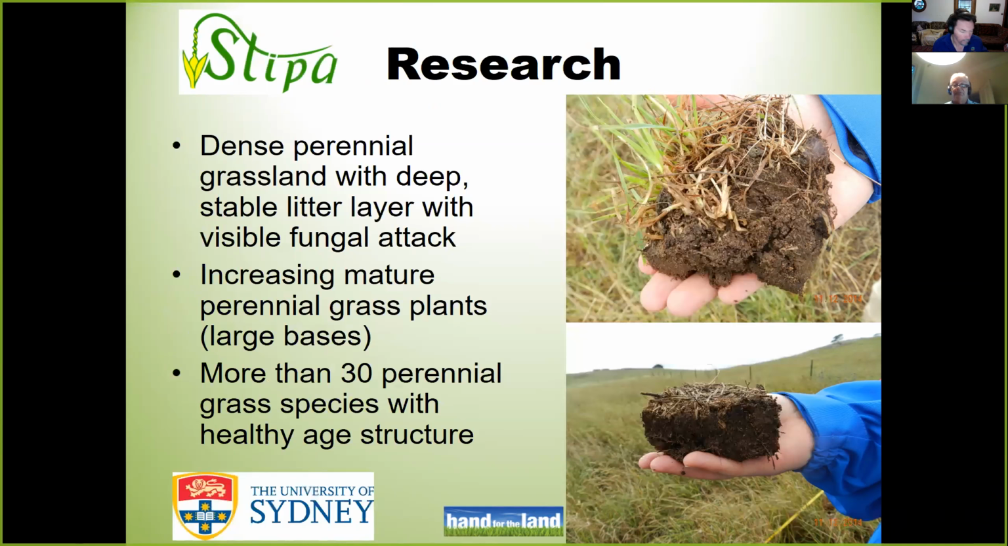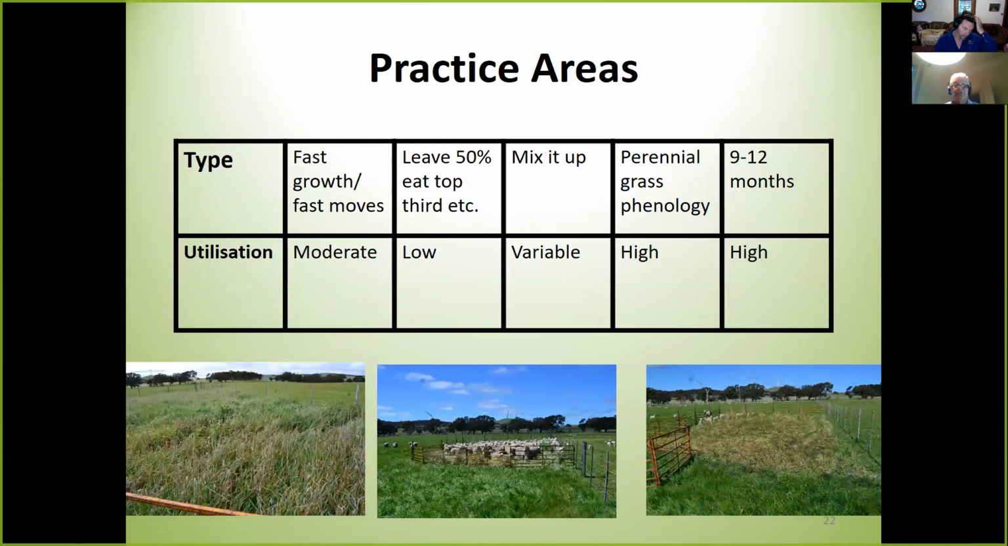Getting back to that complexity and what we have to do, I keep saying to people, we need to practice this to make sure that we know what we're doing. I hope this isn't too busy, but if each of these represents one of our little practice areas, I'd put in all the different types of grazing that people are talking about. So in holistic management planned grazing, we talk about fast growth, fast moves.